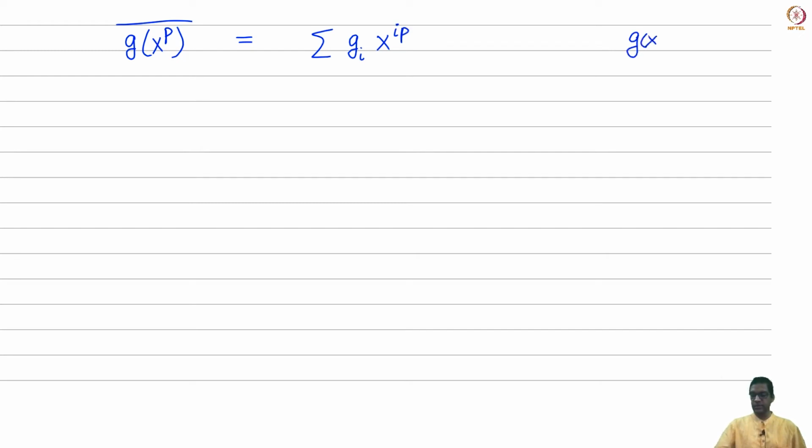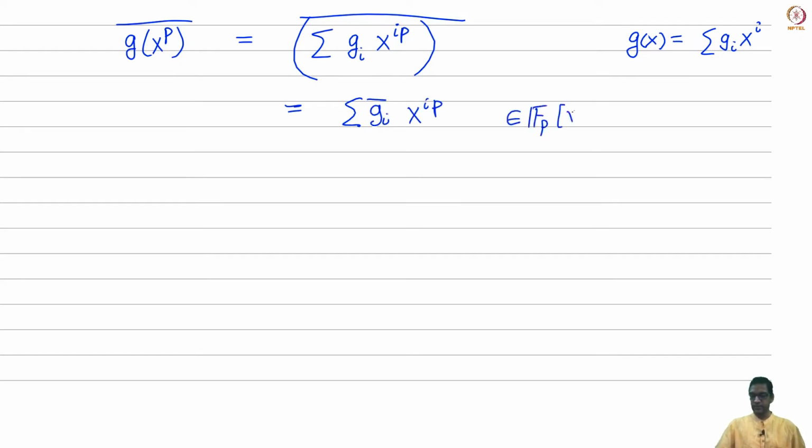So I'm saying suppose g(x) is the polynomial sum of g_i x^i, then I first plug in x^p, and then I take the bar of this, which means I just take the summation of g_i bar x^(ip). And this is a polynomial f_p(x). But recall this is the reason for reducing modulo that same prime p, and that p and this p are the same. This is a calculation which we have done many times.